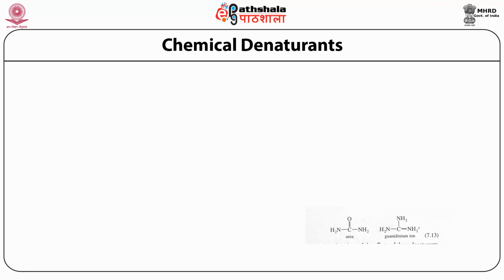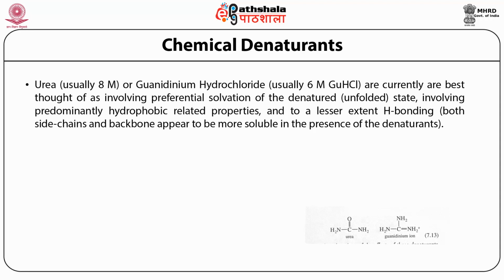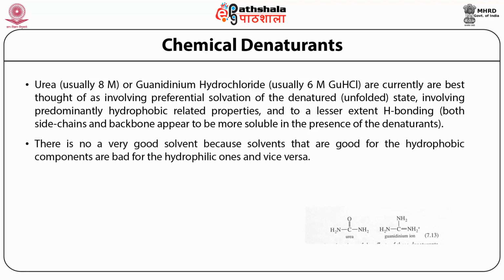Chemical denaturants. Urea, usually at 8 molar, and guanidinium hydrochloride at 6 molar are currently the best sought for the preferential solvation of the denatured unfolded state, which involves predominantly hydrophobic-related properties and, to a lesser extent, hydrogen bonding. Both side chain and backbone appear to be more soluble in the presence of denaturants. These are good solvents because of the hydrophobic component and bad for the hydrophilic ones, and vice versa.